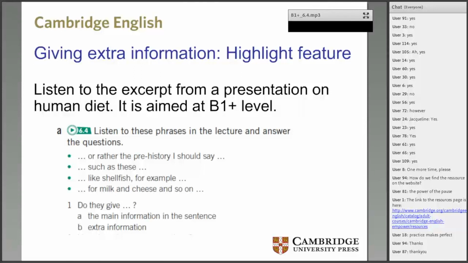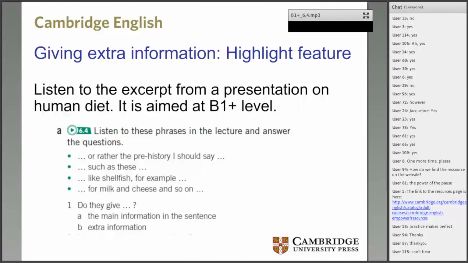But for others, such as these, the cost involved in obtaining them is much higher. We see a mixture of low-cost food, like shellfish, for example, and higher-cost food, and animals we use not only for meat, but also for dairy products as well, and cheese and so on.